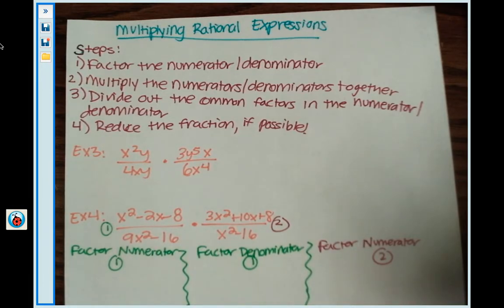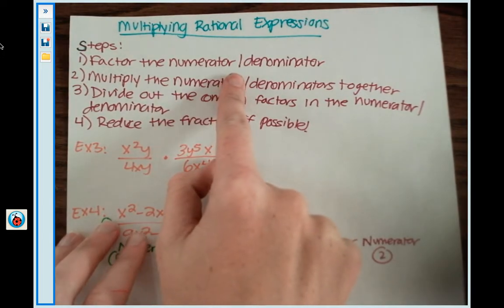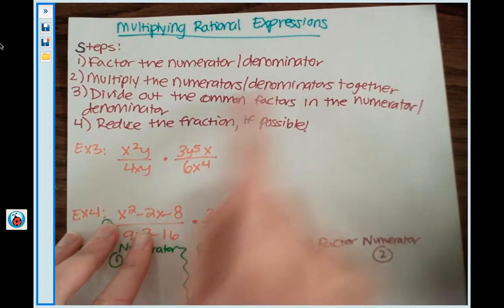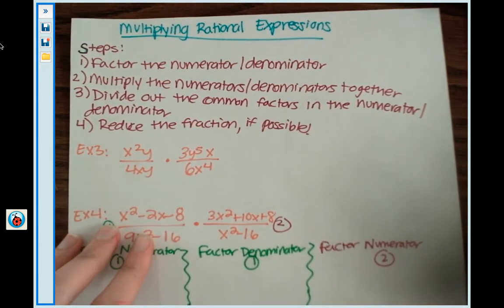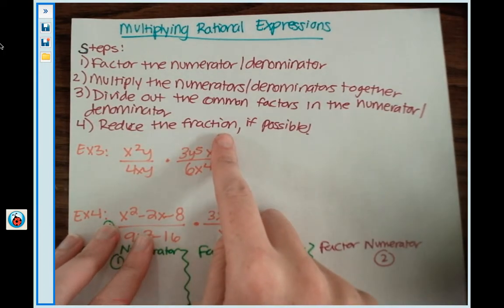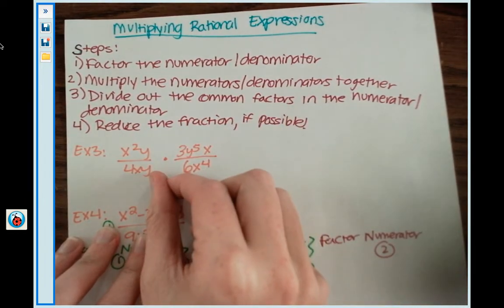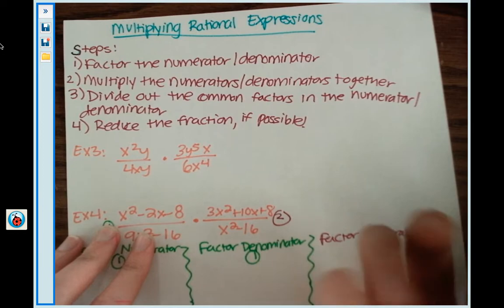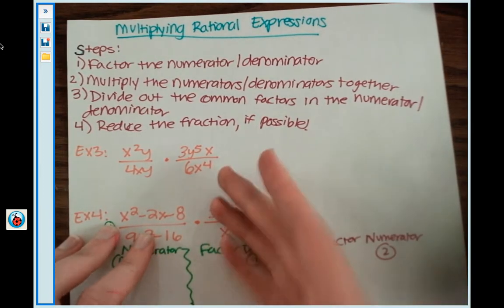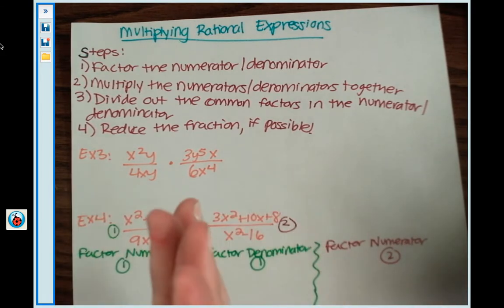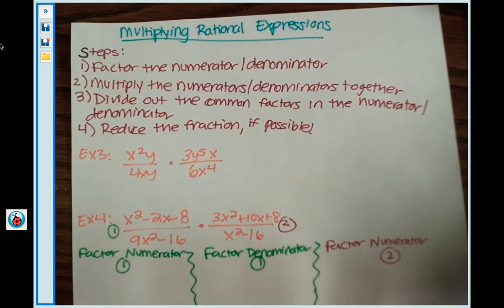All right, so our steps: we're going to factor the numerator and the denominator. We're going to multiply the numerators and the denominators together, because remember, we go straight across when we multiply. We're going to divide out any common factors in the numerator and the denominator, and then we'll reduce the fraction. After we multiply the numerators and the denominators together, it's basically going to turn into the simplifying problem that we did in the previous example problem. So after we do all the multiplying, it's basically like what you just did, which is pretty cool.